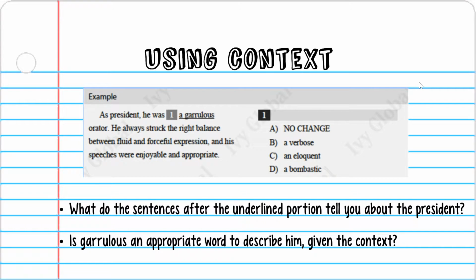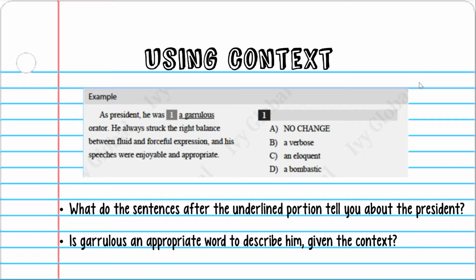What do the sentences after the underlined portion tell you about the president? As president, he was a garrulous orator. He always struck the right balance between fluid and forceful expression, and his speeches were enjoyable and appropriate. Now, I try to point out to the students, if you were only focusing on the first sentence, it would be much more difficult to figure out what the underlined portion means. But reading the next sentence helps clarify what that word means. It's elaborating on what the previous sentence was talking about.